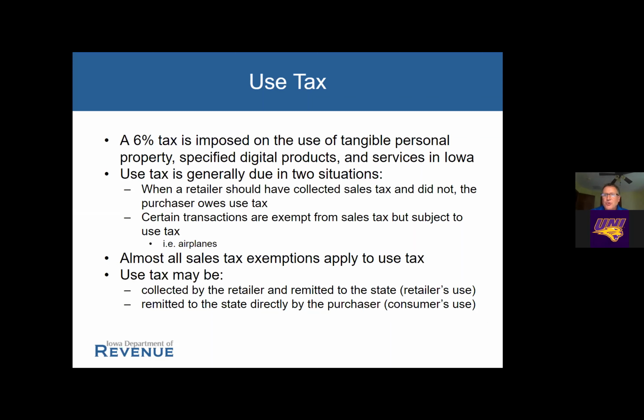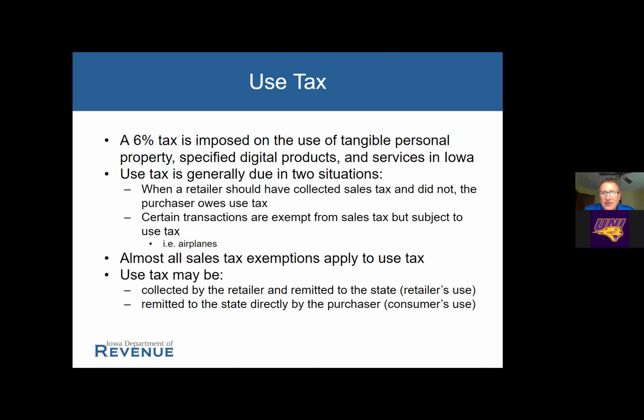Use tax is generally due in two different situations. And again, these are just some broad examples. When a retailer should have collected sales tax, but they did not, the purchaser is still going to owe us some use tax on that transaction. Certain transactions are also exempt from sales tax, but subject to use tax. This is by law, okay, by Iowa code. An example is aircraft. If somebody is purchasing aircraft, that is only subject to 6% use tax. It's not subject to sales tax, including local option tax.